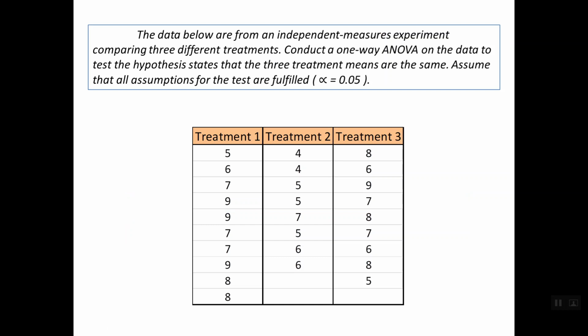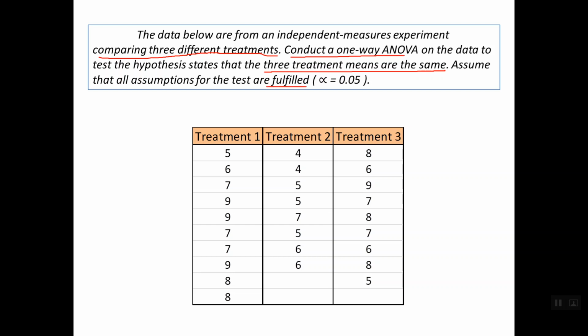First of all, let's understand this question. The data below are from an independent measure experiment comparing three different treatments. So we have three treatments. What is needed is to conduct a one-way ANOVA on the data to test the hypothesis, which states that the three treatments means are the same. Assume that all assumptions for the test are fulfilled.